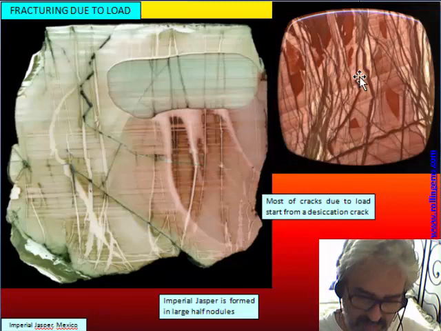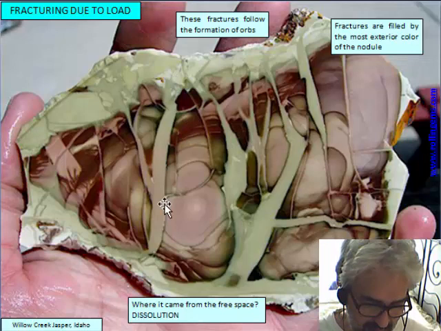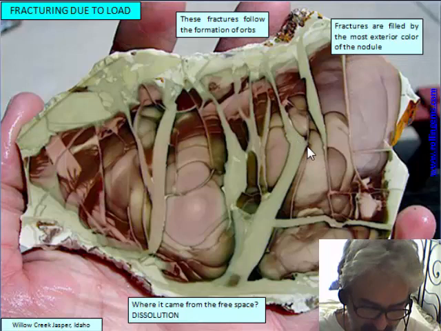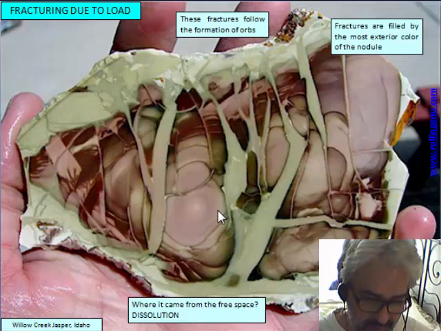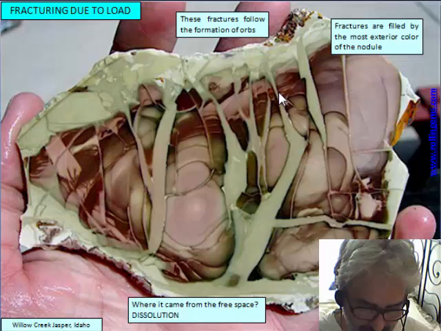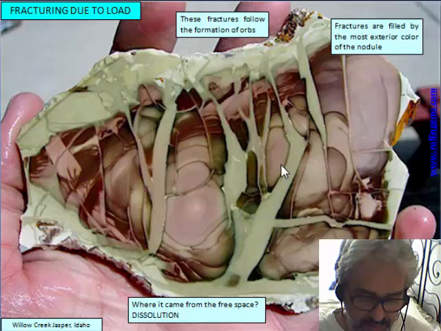In this Willow Creek, we see that the fractures that are more or less parallel are open. So there is not only a fracture, but a wide fracture with some jasper inside. So there is a process that opened the fracture, and after, a jasper with a later color. That is the green that is outside here, not the pink or the dark brown, but the green, so it's a late color.